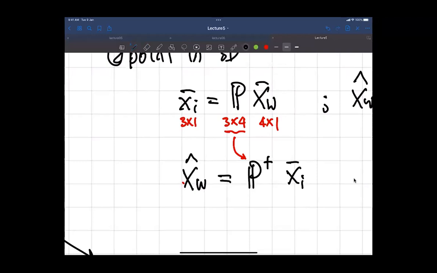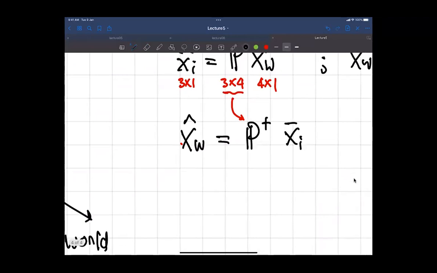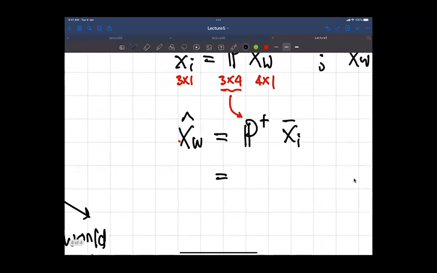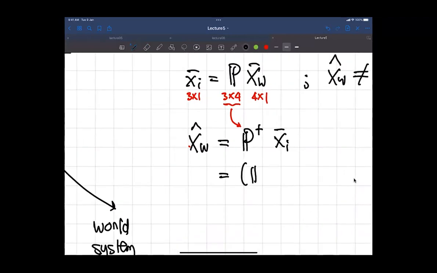What is the implication? What is the idea? Well, the pseudo inverse here is very simple, one of them at least, which is (P transpose P) inverse P transpose XI. That's one of the definitions of pseudo inverse. This is not accurate, but this can be done.